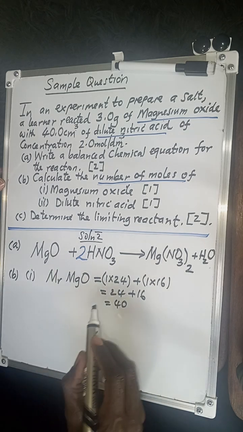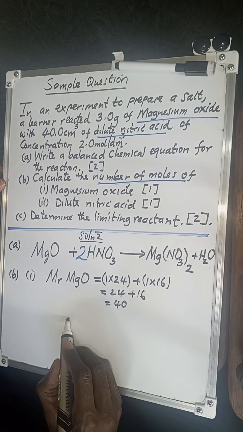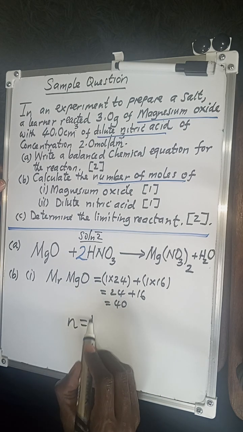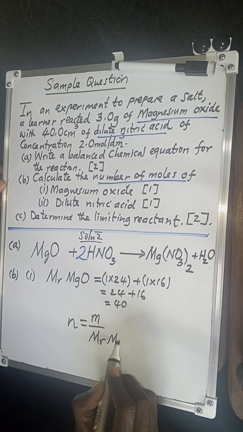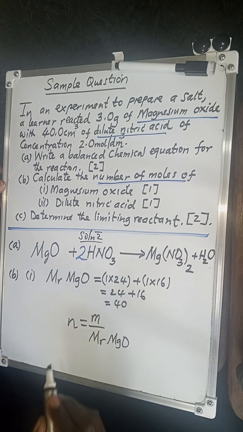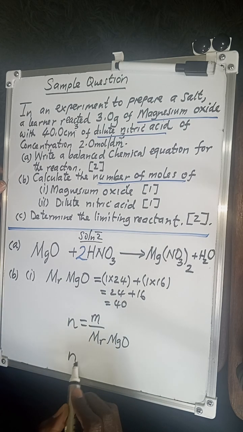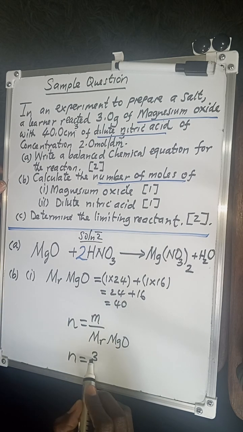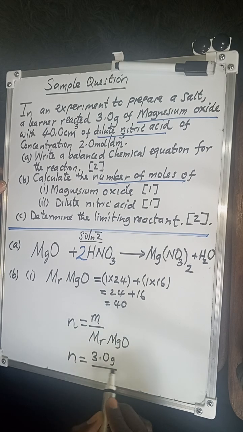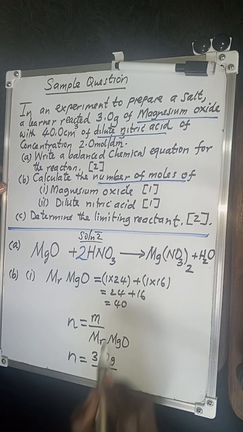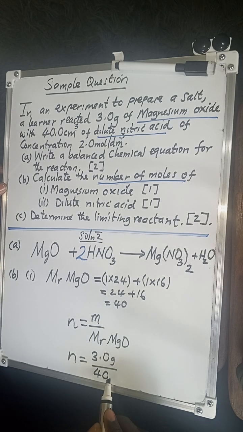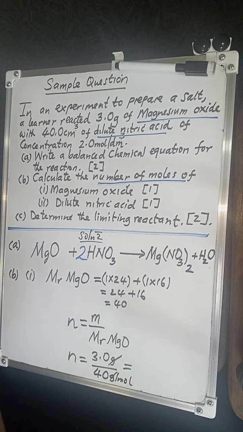Now, to find the number of moles, I'm going to apply the formula. Number of moles is equal to the mass divided by the molar mass. So we are talking about the molar mass of magnesium oxide there. So how is it going to be? Number of moles will be, what's the mass? It was 3.0 grams divided by the molar mass of magnesium oxide, which we found to be 40 gram per mole. So this gram and that gram will cancel.